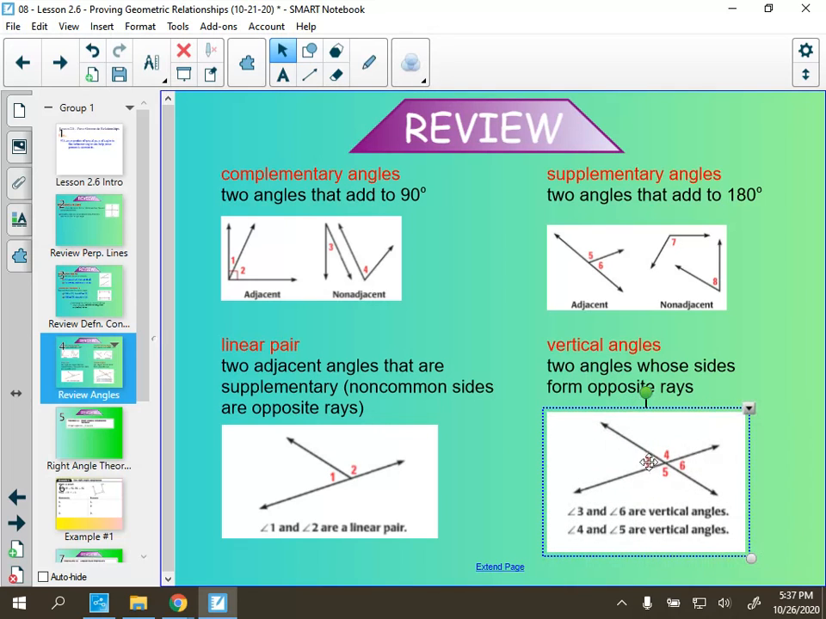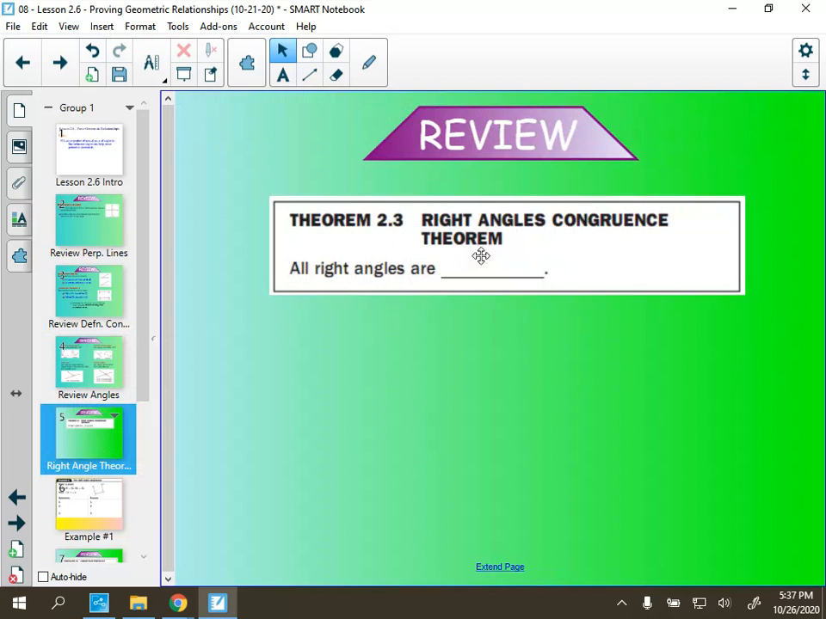Vertical angles then, we said originally, think of the letter X. So right here I'm seeing that X formed with these two lines, and we said that it's not super formal, but vertical angles are on opposite sides of the X. So 4 and 5 are vertical angles, and 3 and 6 are vertical angles. So just reviewing some of that vocab, because it'll come up as we get into some of our geometric proofs.